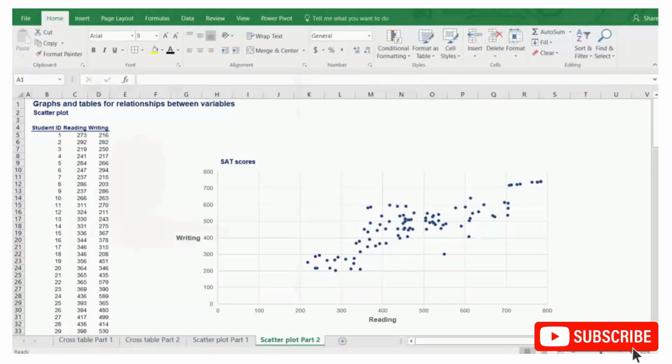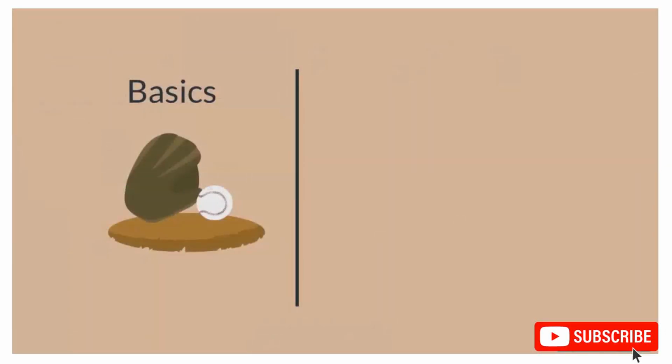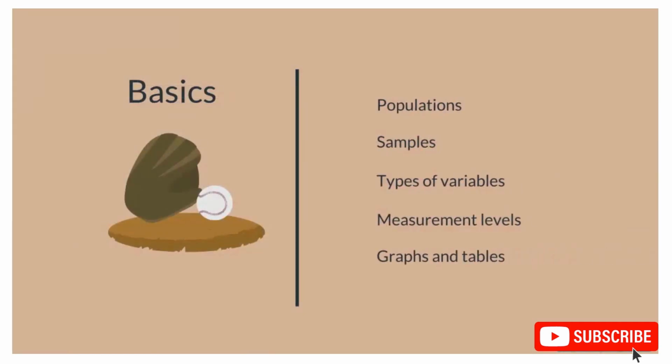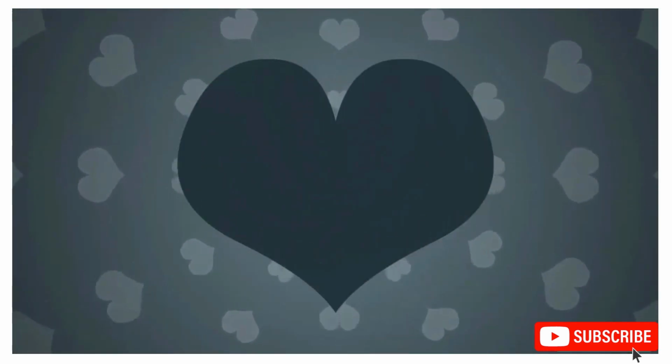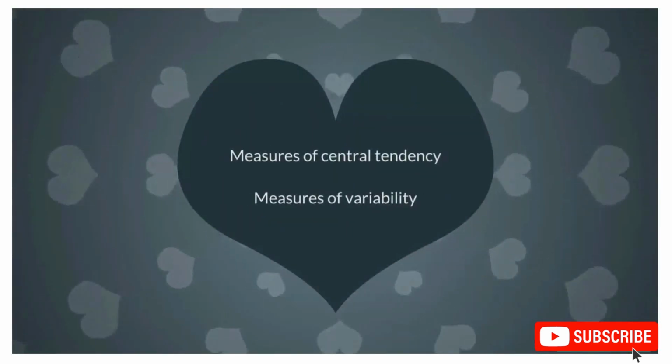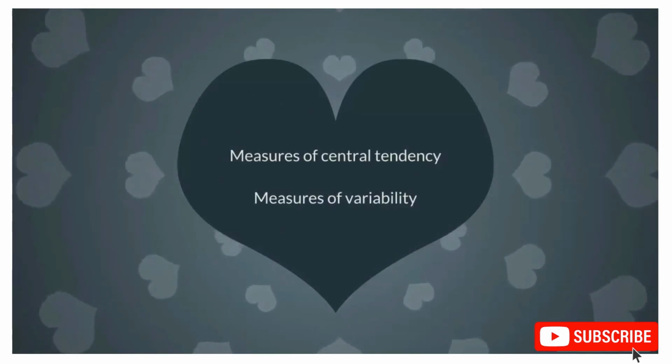So, we have gone through the basics. We have covered populations, samples, types of variables, graphs, and tables. It is time for us to dive into the heart of descriptive statistics, measurements of central tendency and variability.